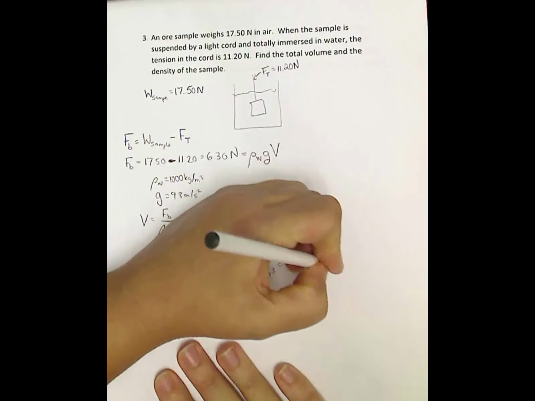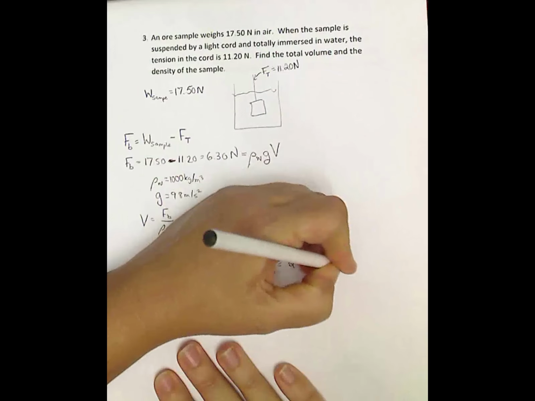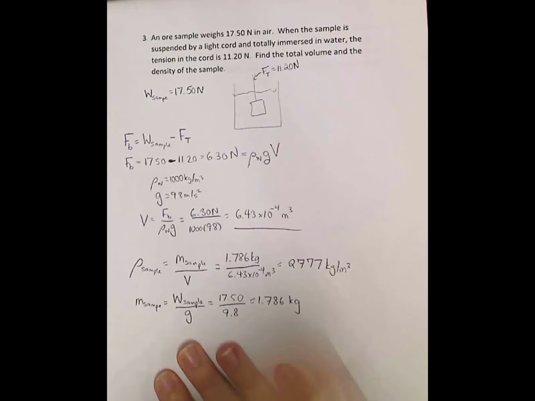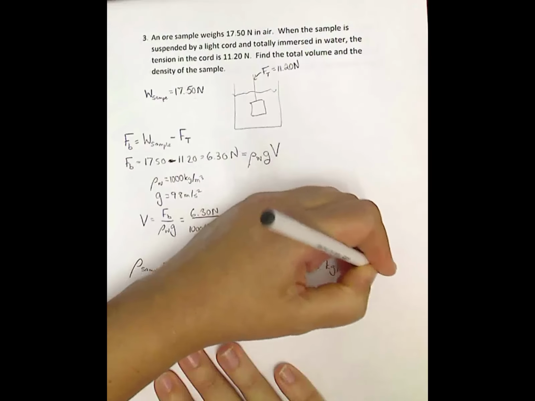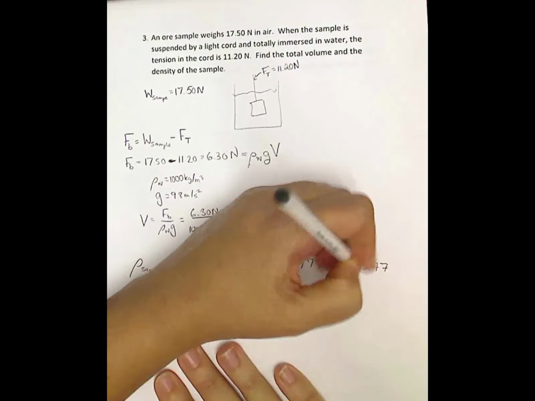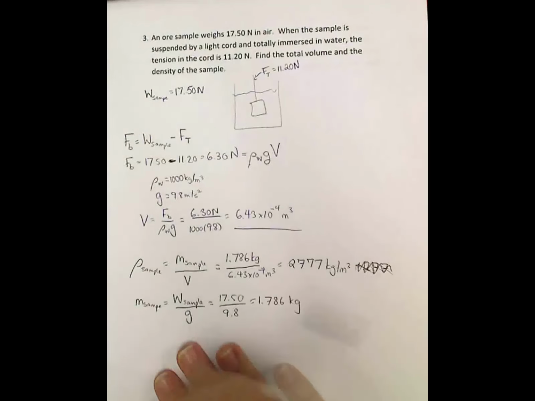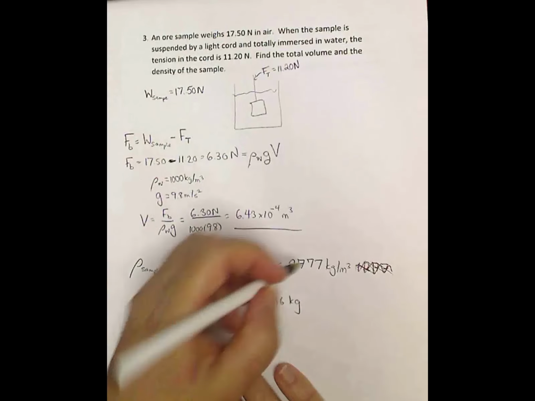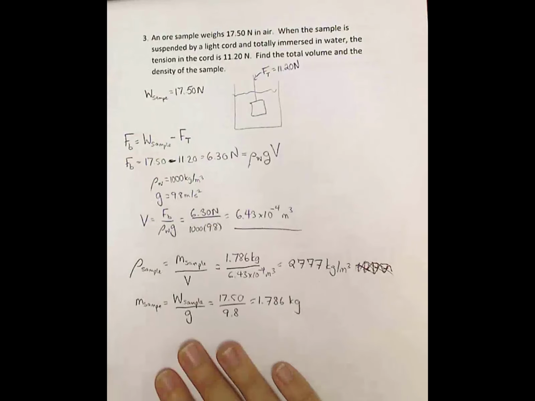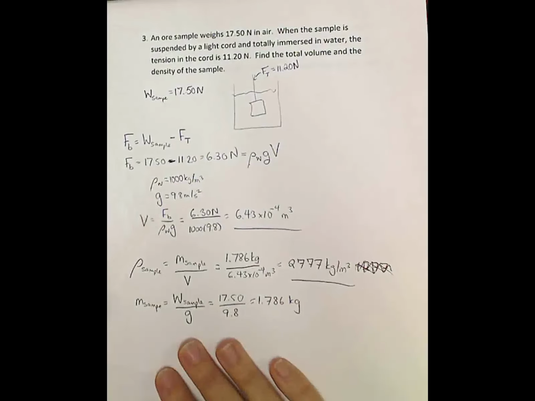That gives 2,777 kilograms per cubic meter, so it's about 2.8 times the density of water. And I've got 4 sig figs, so I'm going to keep 4 sig figs in my answer. So 2,777 is my answer for the density.